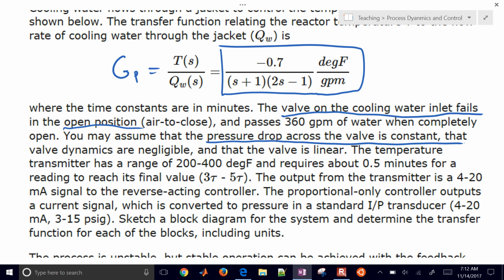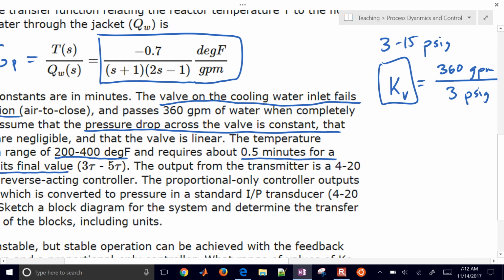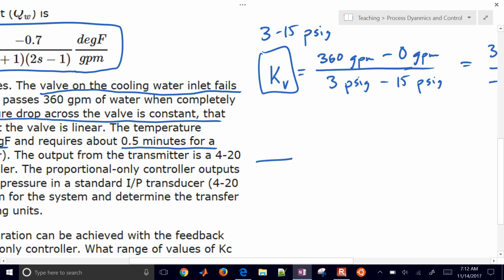The temperature transmitter has a range of 200 to 400 degrees Fahrenheit and requires about 0.5 minutes for a reading to reach its final value. So, for example, let's say we had our temperature in our reactor instantaneously change. Then our measurement device would also need to heat up as well. And it would get, in one time constant, that would be 1 times tau, we'd get 63% of the way there. 2 time constants, about 83.